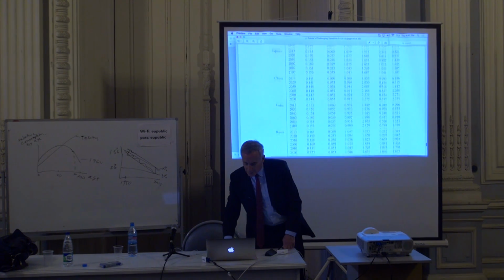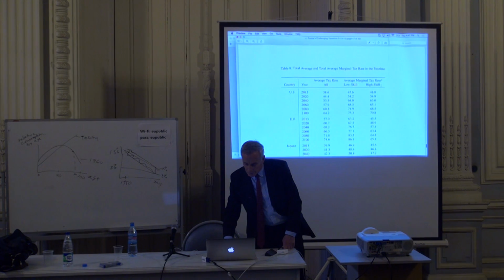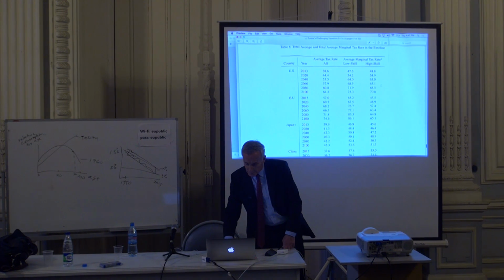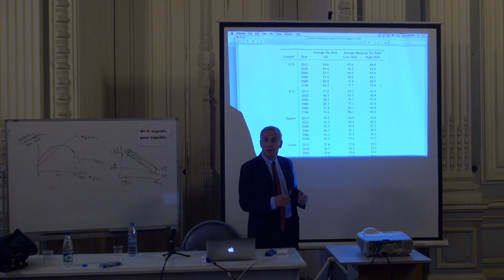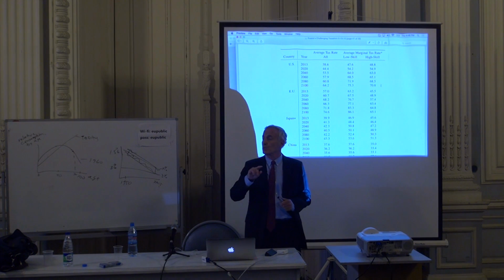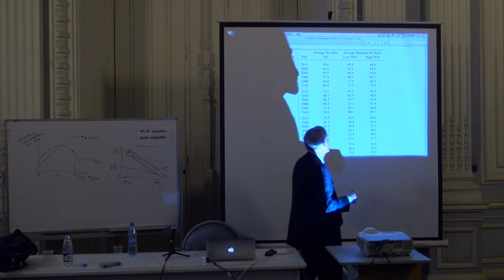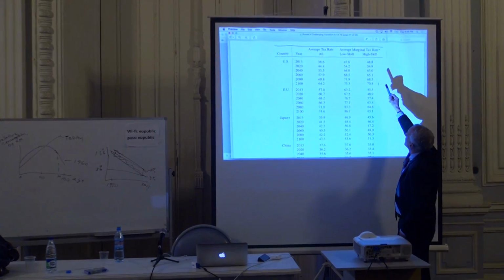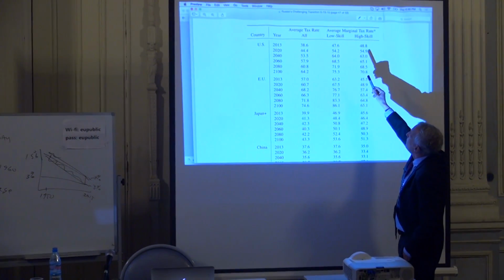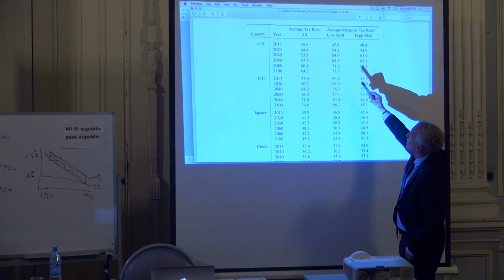Let me just see if I can come up with that table. And we're just talking about average tax rates. There are also marginal tax rates, because the income tax in our country is progressive. So marginal tax rates go from about 50% to 71% for high-skilled people, and from about 48% to 75% for low-skilled people.